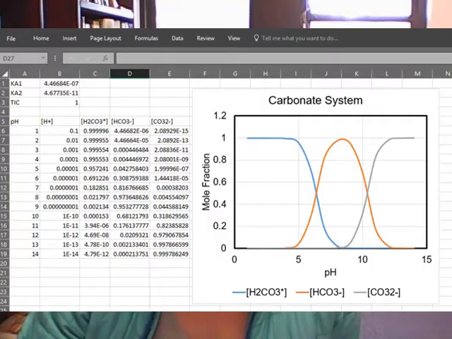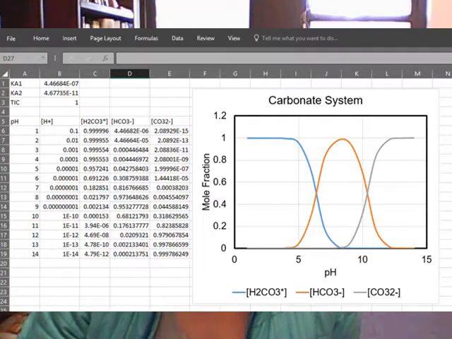So I've got my Excel spreadsheet here, and I encourage you to make your own, check your numbers with mine, and then you can use that spreadsheet for a number of acids just by changing the pKa's. It'll work for any diprotic acid. Here I have the three concentrations of carbonate species, plotted as a fraction of the total inorganic carbon on the y-axis, and pH on the x-axis.